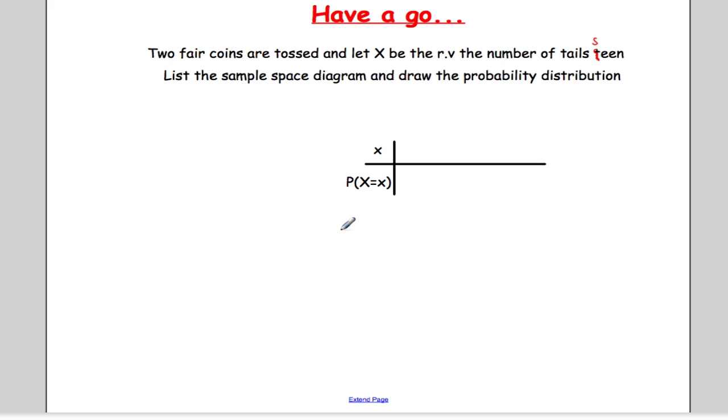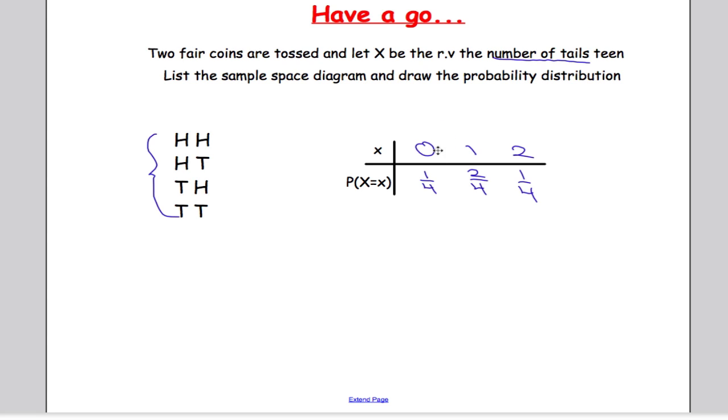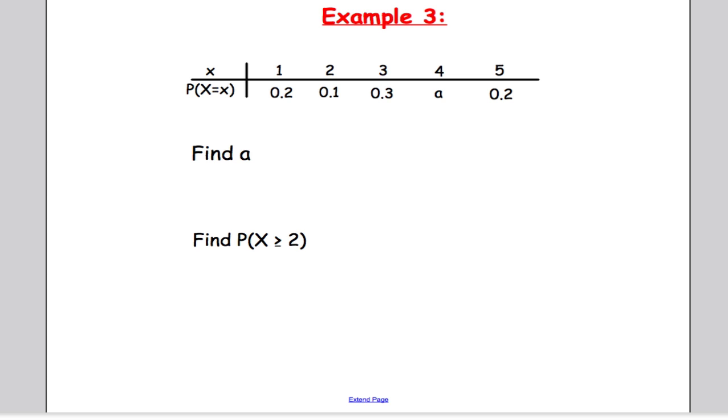Okay, hopefully you've managed to go with that. This is the solution. So I started by listing the sample space diagram, and then I decided, well, what are the different outcomes? So it's the number of tails seen. So we can have no tails seen, maybe 1 was seen, or 2 was seen. Probability of getting no tails is 1 out of 4, which is here. 1 tails can happen this way, so 2 out of 4, and 2 tails is this way, so 1 out of 4. Okay, let's move on to another example.